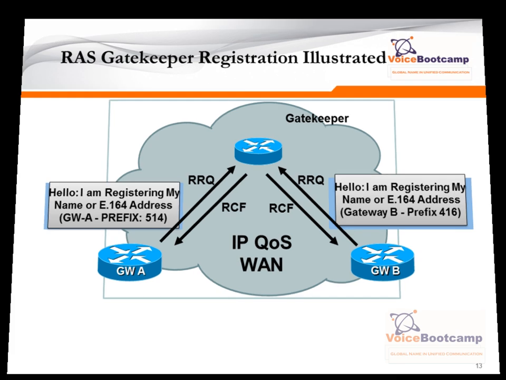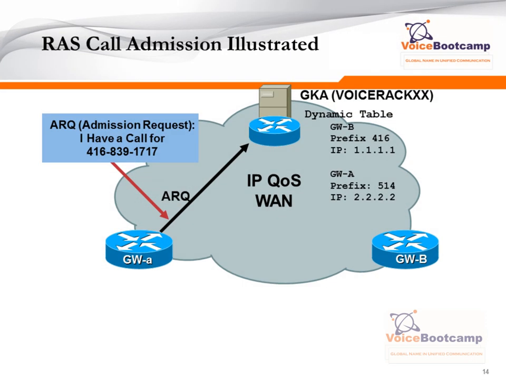Now, when gateways register, the gatekeeper builds a dynamic table. As you can see, there is a table right here that shows the name of the gateway, gateway B, the prefix that gateway B can serve, and the IP address of gateway B. So when gateway A has a call destined for area code 1 416 839 1717, the gatekeeper will receive an ARQ message, admission request, with this particular number.